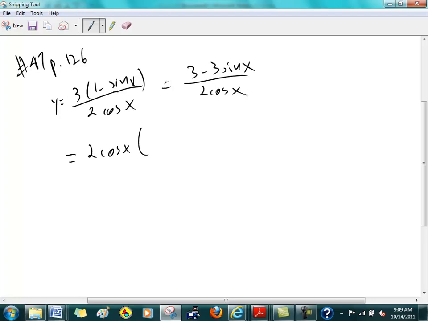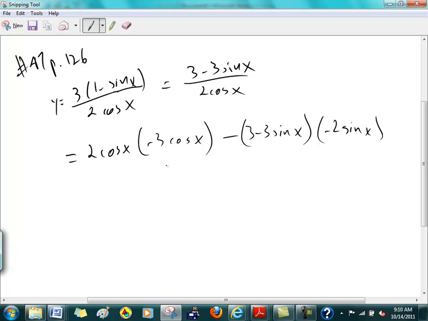Negative 3 cosine x minus, you're going to keep the top alone, so the top is this, and you're going to differentiate the bottom. What's the derivative of 2 cosine x, John? Negative 2 sine x. Is everybody there? And then the bottom becomes 4 cosine squared x. Is everybody okay with the bottom then?